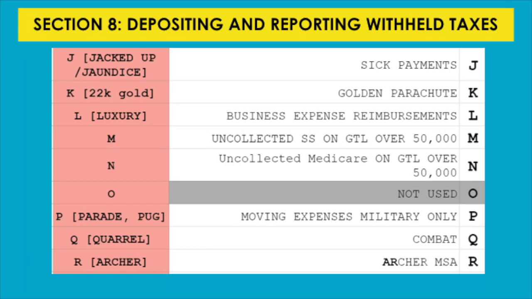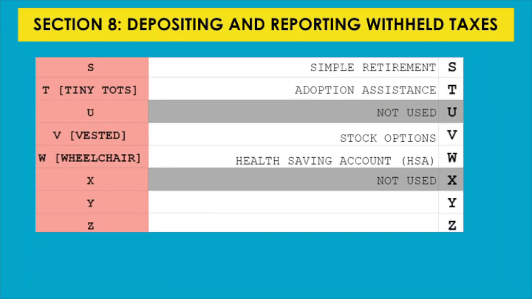R is for the employer contributions to the employee's Archer MSA account. S is for the employee salary reduction contributions under section 408P, which is the simple plan. So S is for the simple plan. T is for the adoption assistance. V is for income from exercise of non-statutory stock options.